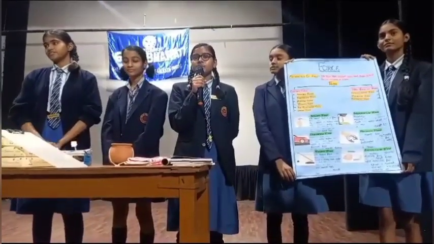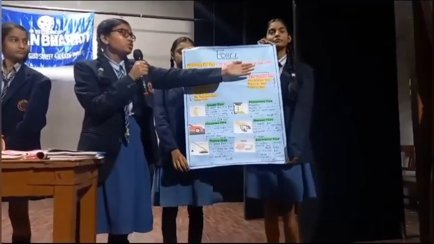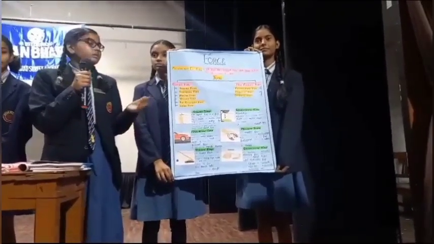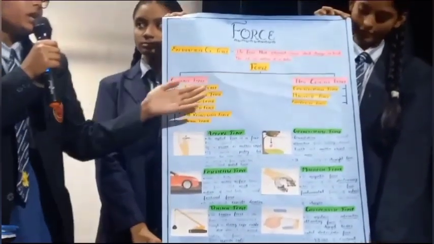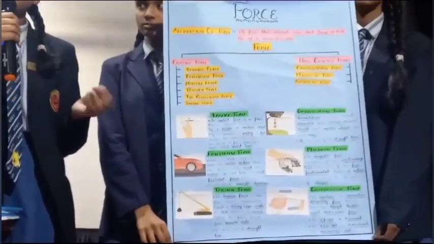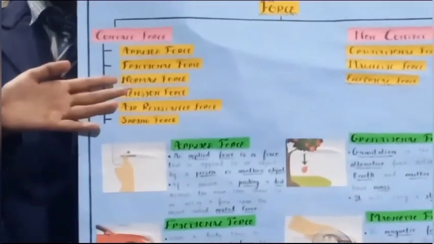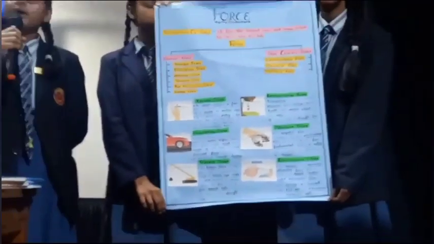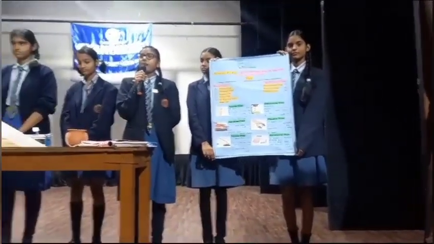Today we are doing an experiment on the topic force. Force is the external cause which changes or tends to change the rest or motion of a body. There are two types of force, contact and non-contact force. There are also various divisions in contact force like applied force, frictional force, normal force and tension force. The applied force is the force applied by a person to an object. Let's understand it by an experiment.